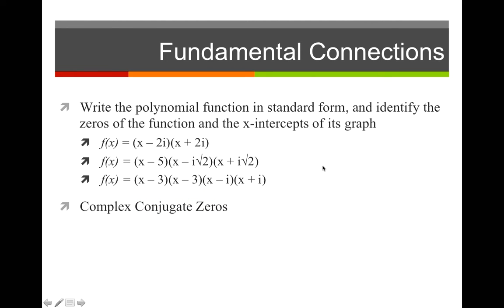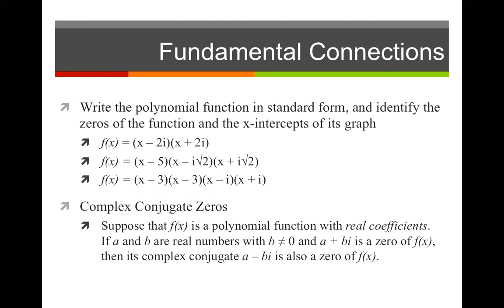So one of the theorems that we're going to get here is complex conjugate zeros. If one of your zeros is a plus bi, then its conjugate is absolutely going to be another zero. And you notice all 3 of these problems here. I get x minus 2i, x plus 2i. Those are conjugates, the negative 2i and the positive 2i. Plus and minus i root 2, those are conjugates. Plus and minus i, those are conjugates.